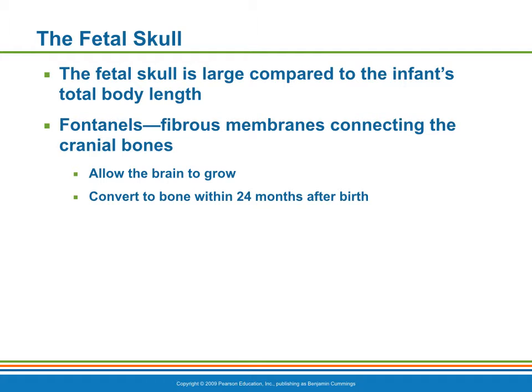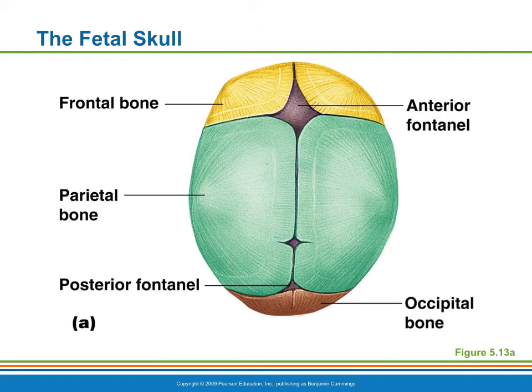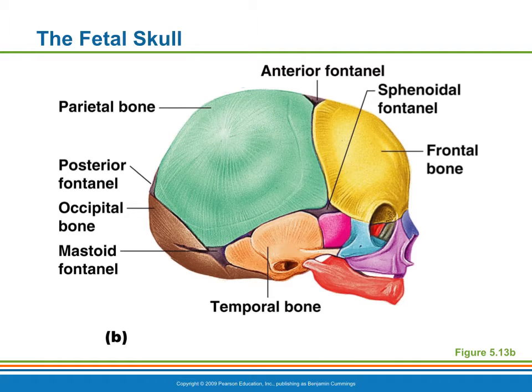Now, instead of having sutures, they have something called fontanelles. These are fibrous membranes that connect the cranial bones, and they allow the brain to continue growing. They don't convert to bone until about 2 years after birth. So that's when they actually turn over. As you can see, we've got these little spaces. Remember, there's that soft spot on the skull. And you notice that the features are a little strange. They can almost look alien.